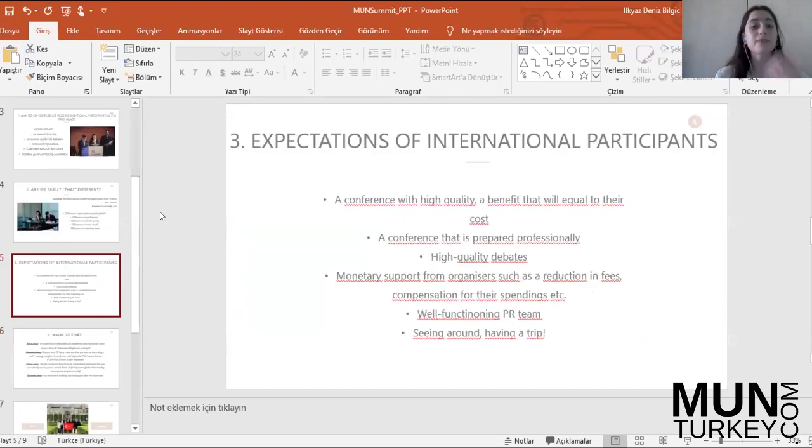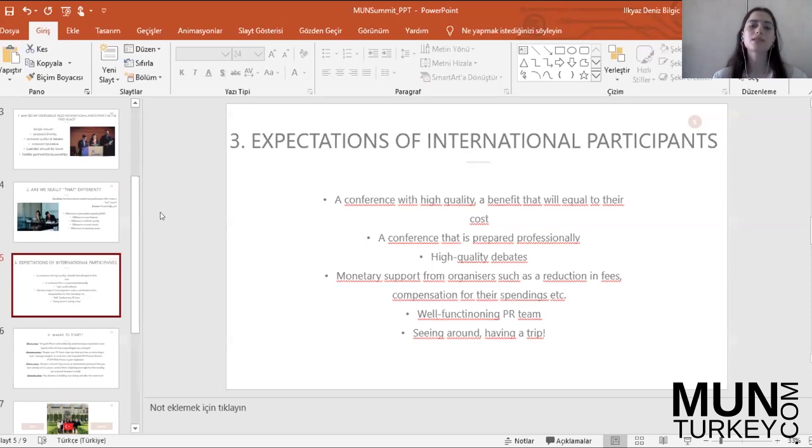So thirdly, expectations of international participants. First of all, they expect a conference with high quality, a benefit that will equal their cost. It is actually a rule that I really like and would like to share with you because you could apply it to any point of your lives. When people make a choice, they always make a cost-benefit calculation in their mind. So if you would like to attract the attention of international participants, while you decrease the cost, you have to increase the benefit. The cost that I'm talking about here doesn't have to be in monetary terms.